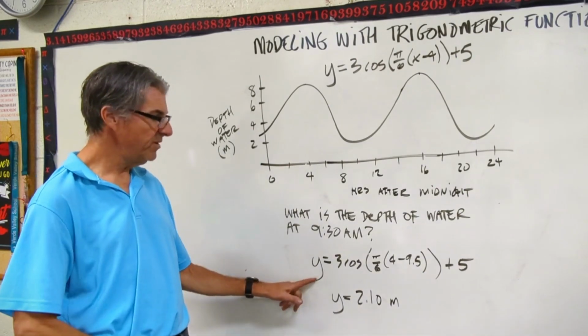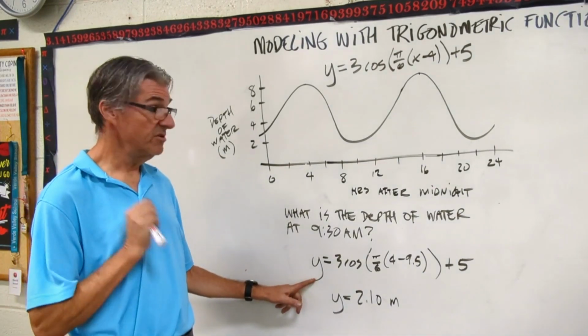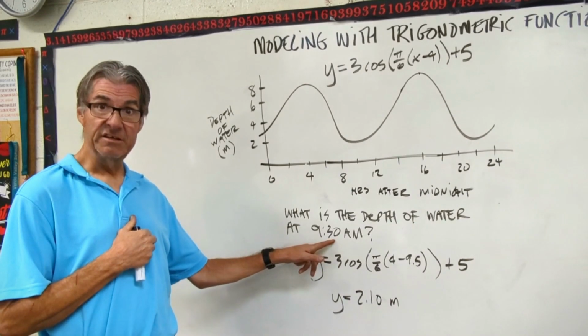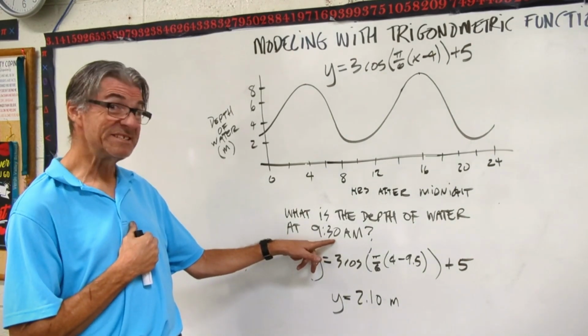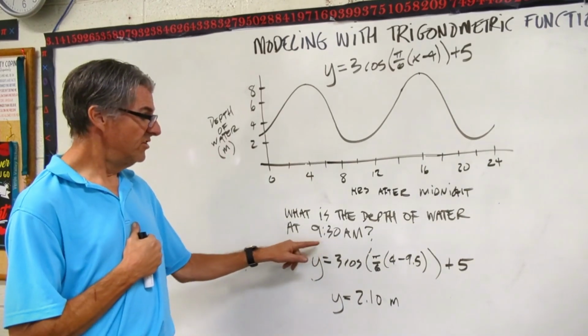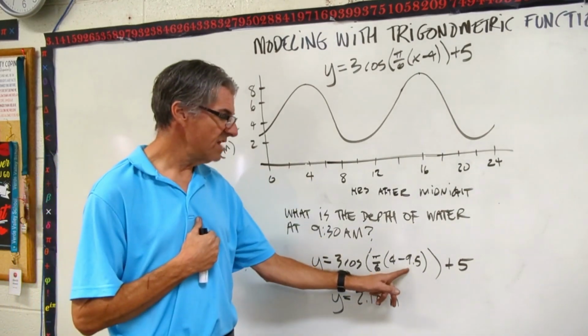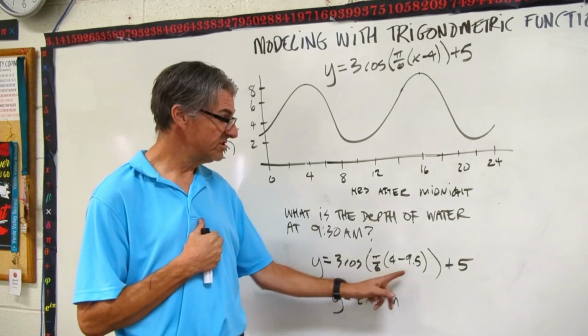All right, so here's my plug-in step. One subtlety that you need to track. 9:30, remember, clock time is not decimal. Clock time is base 60. There's 60 minutes in an hour. So you have to recognize that 9:30 is 9.5 hours when you do your subtraction.